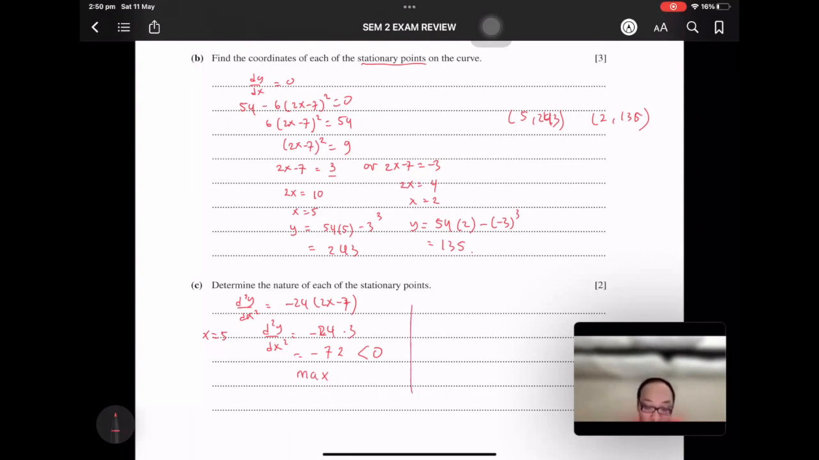And then for x equals 2, we have the second derivative equals negative 24 times (2x minus 7), which is negative 3. So it's positive 72, which is greater than 0. So this is a minimum point. So from here, we can see that this is a maximum and this is a minimum point.